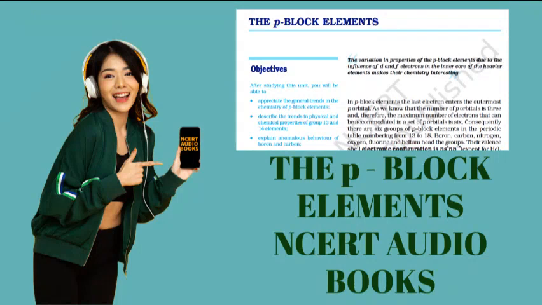Topic 11.3, some important compounds of boron. Some useful compounds of boron are borax, orthoboric acid, and diborane. We will briefly study their chemistry. Subtopic 11.3.1, borax. It is the most important compound of boron.